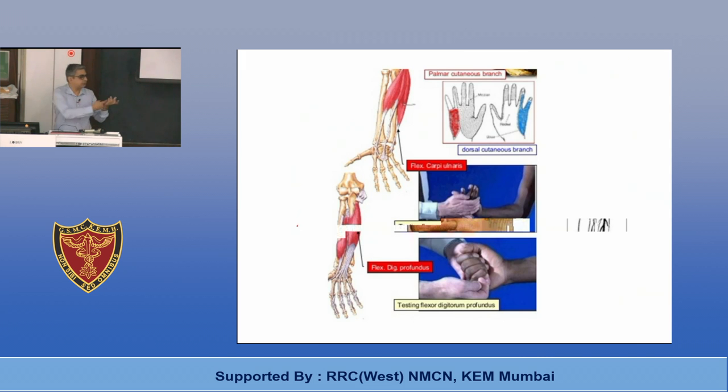Then for flexor digitorum profundus, you ask the person to hold the finger between the last two fingers. Try to hold the compressor between these two fingers. If the person is able to hold the finger between these two fingers, it means the profundus is okay. The medial half of the profundus is okay. If not able to hold, it means the medial half of the flexor digitorum profundus is paralyzed.